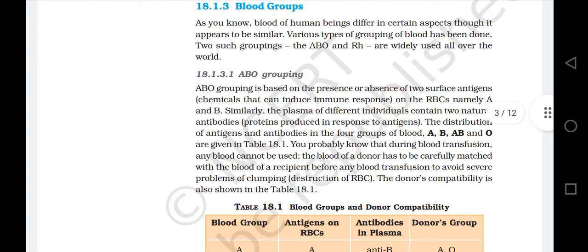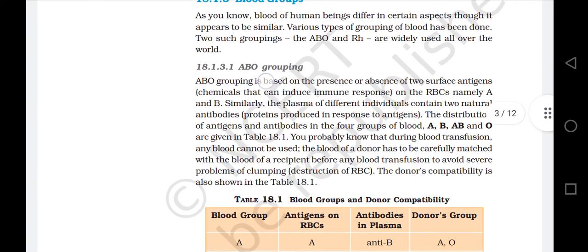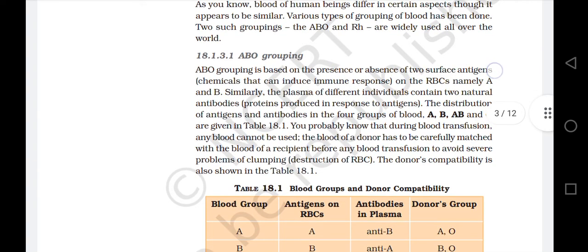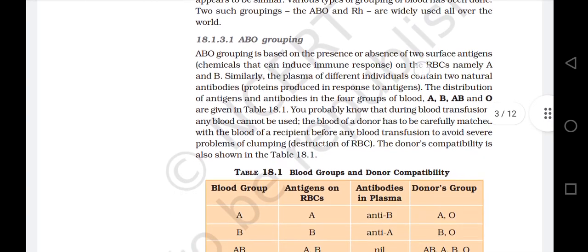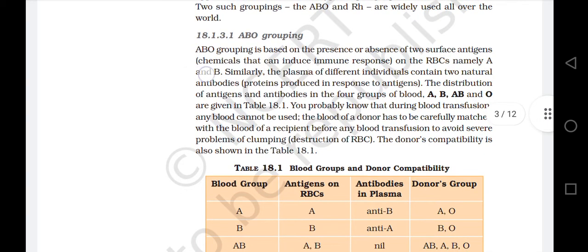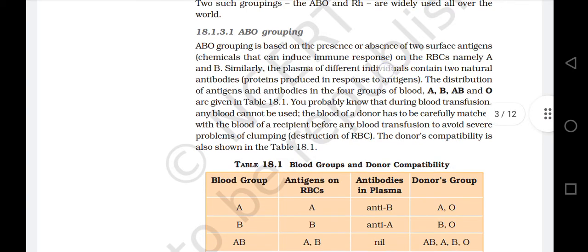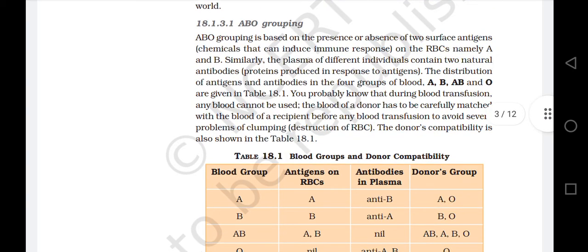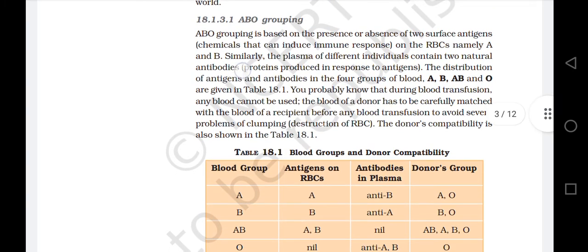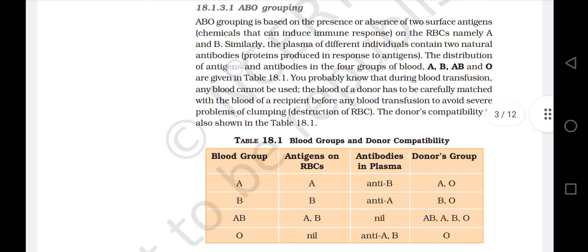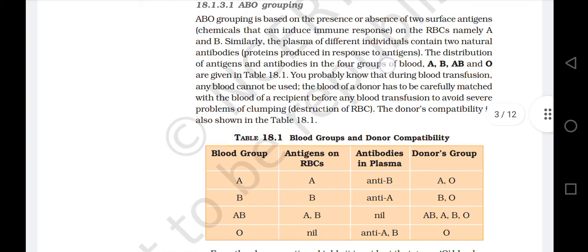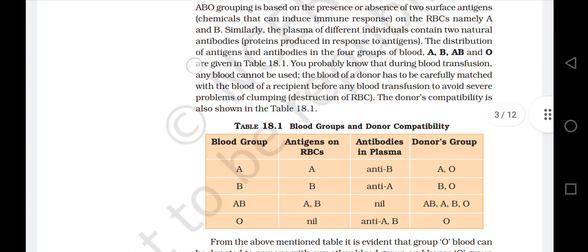18.1.3.1 ABO grouping. ABO grouping is based on the presence or absence of two surface antigens, chemicals that can induce immune response, on the RBCs, namely A and B. Similarly, the plasma of different individuals contain two natural antibodies, proteins produced in response to antigens. The distribution of antigen and antibodies in four groups of blood, A, B, AB, and O, are given in table 18.1.